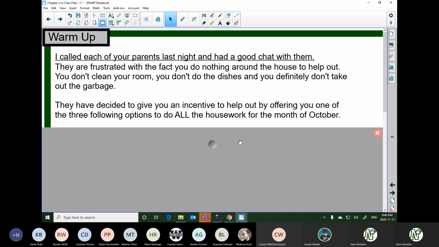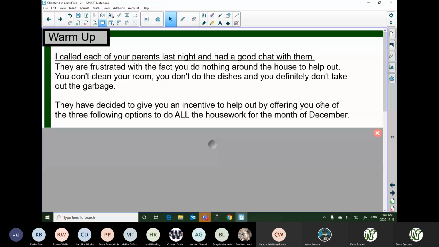They have decided to give you an incentive to help out around the house. And they're going to give every single one of you one of three options. Okay? So this used to be in October. This should be November. So obviously we're in November, so let's actually make it the start of December. So you don't have to copy any of this out, by the way, okay? I just want you kind of listening here. So we're going to make this for the month of December.